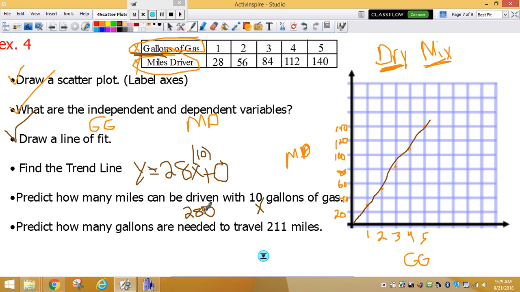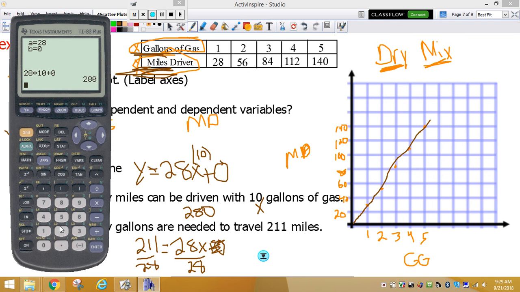Predict how many gallons are needed to travel 211 miles. Well, this is important. Y is your miles. So instead of y, I'm going to plug in 211 equals 28x plus 0. Well, the 0 doesn't really do anything, so I'm going to scribble that out. These are multiplying. The opposite of multiplying is divide. So we're going to divide by 28.